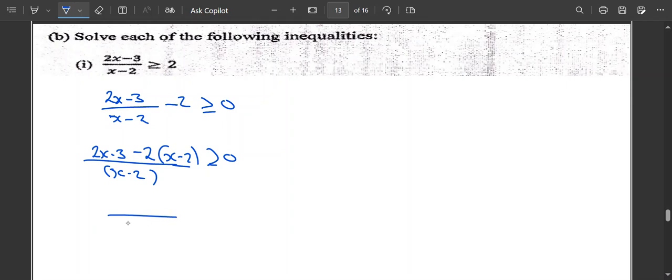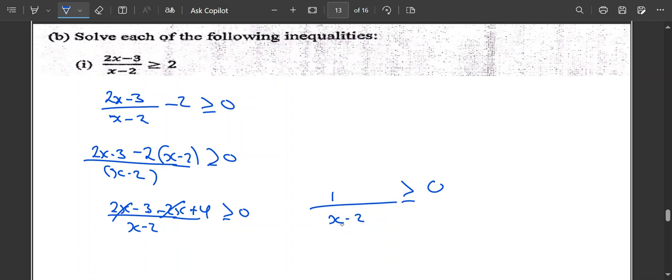So then we have x minus 2. This time that will be 2x minus 3 minus 2x, then plus 4, right? Then it is greater than 0, like that. So meaning that this and this can go, you can see. Then negative 3 plus 4, that will be just 1, right? Then we have x minus 2 should be greater than 0. So now we'll test this. We want numbers of x that will be giving values greater than 0.